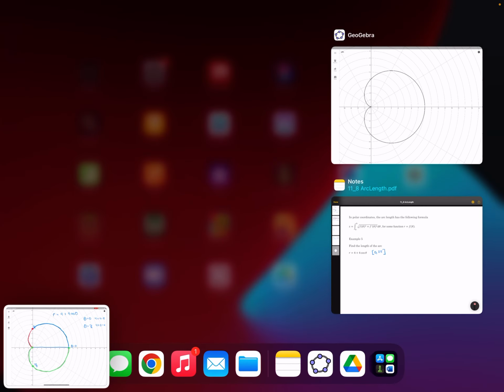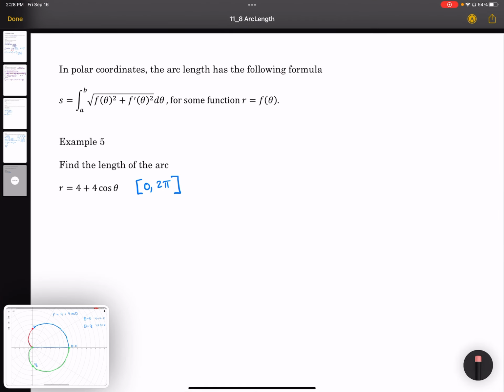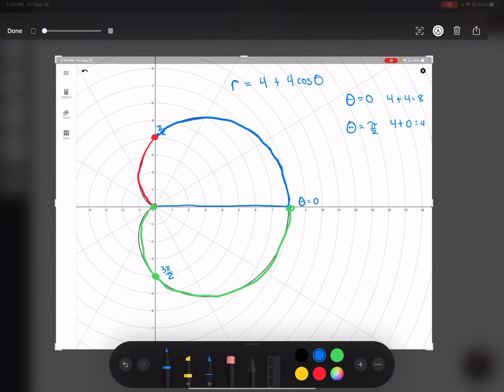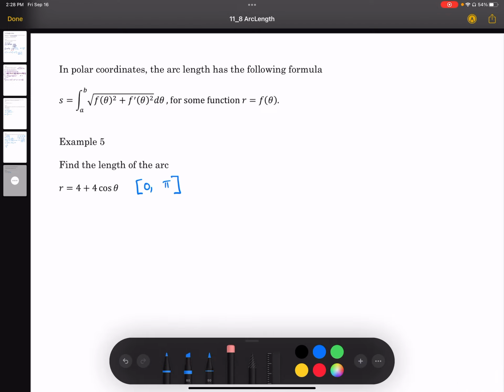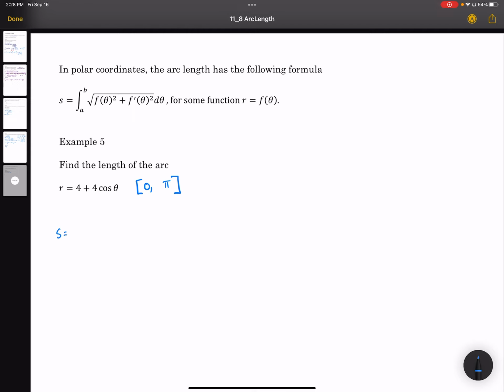Let's hop back over to the notes. We're done with that and we can delete it. Cool. So according to our formula, arc length is equal to the integral from 0 to pi of the square root of r squared, which is just going to be (4 plus 4 cosine theta) squared, plus the derivative squared. So r prime of theta is equal to negative 4 sine theta. So then (negative 4 sine theta) squared.